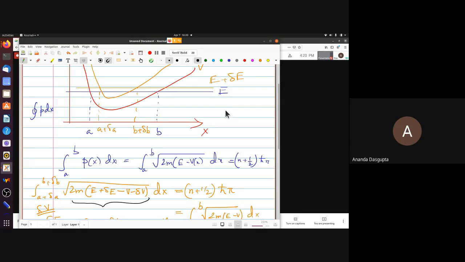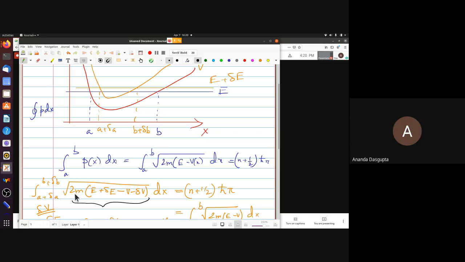The point is, Aniruddha said 0. 0 is not exactly right, in the sense that it's exactly 0 at A plus delta A. This integrand is exactly 0 at A plus delta A because A plus delta A is found to be that position by demanding that it's the point where the potential energy V plus delta V exactly matches the energy E plus delta E, right? And so on similarly for B plus delta B.